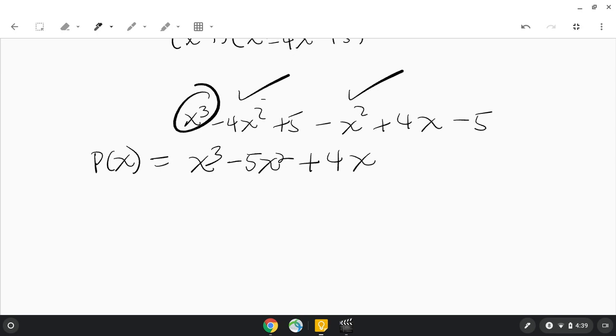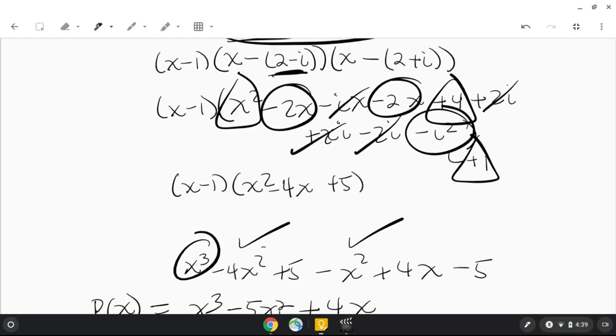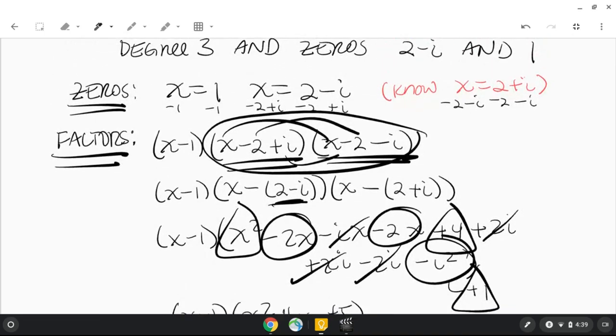Okay, but anyway, that's it as far as finding polynomials. Just make sure that you start with finding the zeros, then get the factors, and then multiply. And yeah, lots of room for error. Look at this mess.